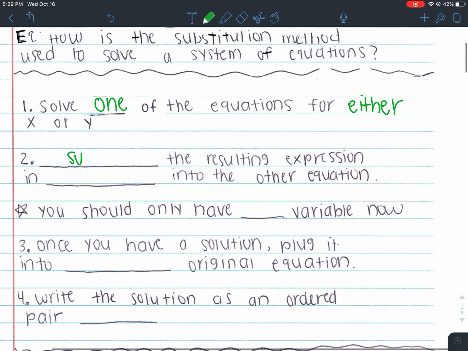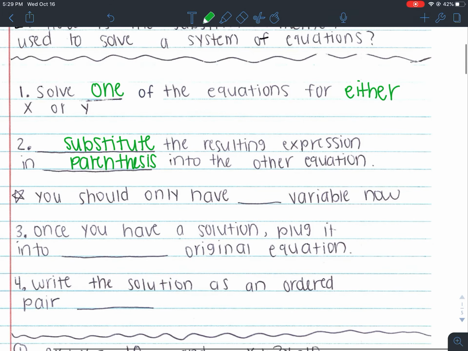The second step is that you want to substitute the resulting expression in parentheses into the other equation. Again, this is hard to visualize, but anytime you plug something in, you always use parentheses. You use parentheses so that you make sure you do not make a mistake.